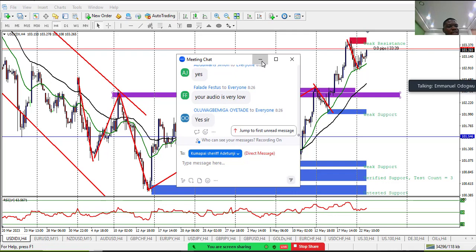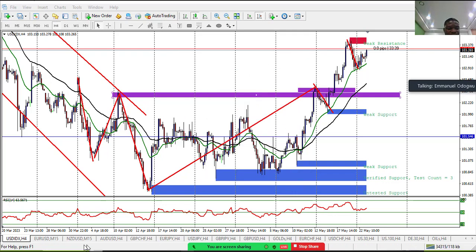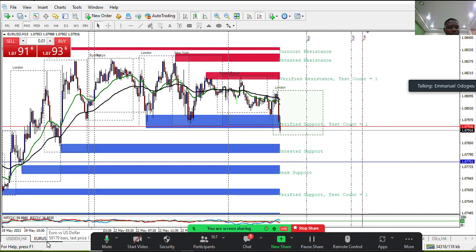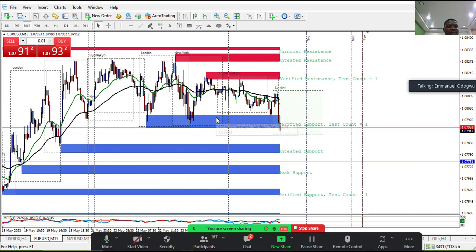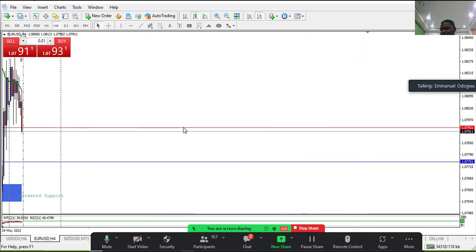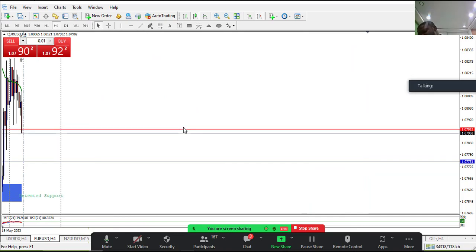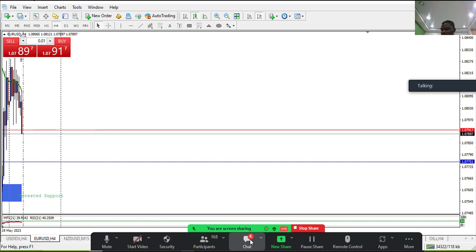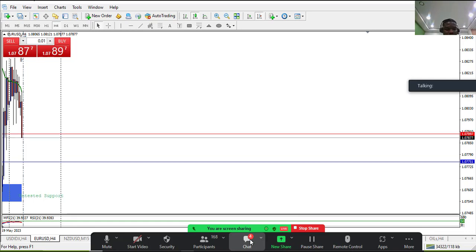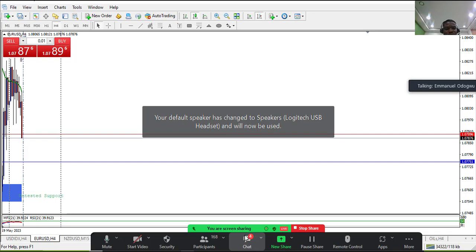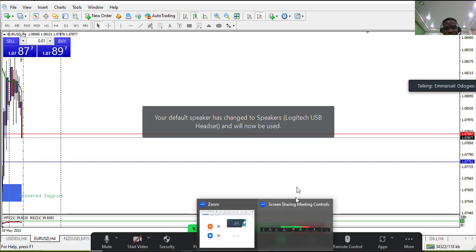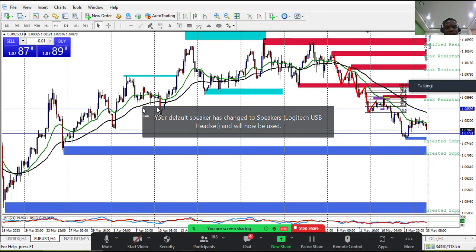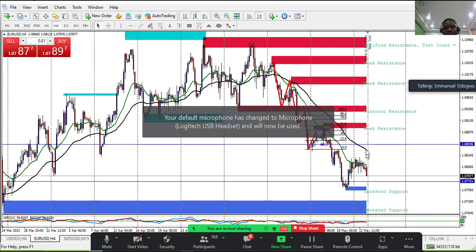So we are concluding that there is strength in the dollar, right? So if there is strength in the dollar, let's jump right now into the chart. Let's start from the European euro versus the United States dollar, right?